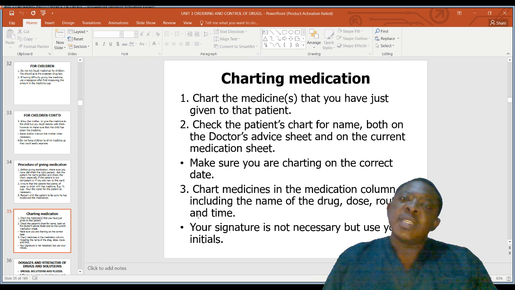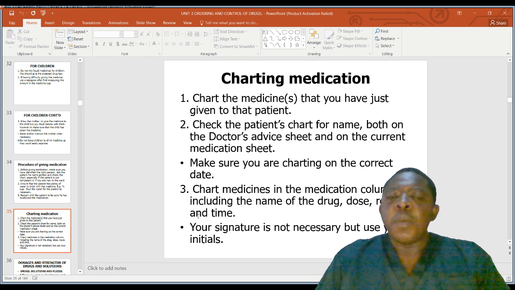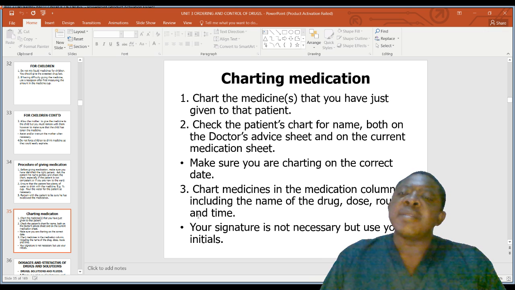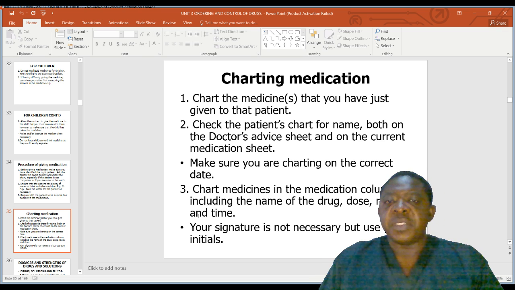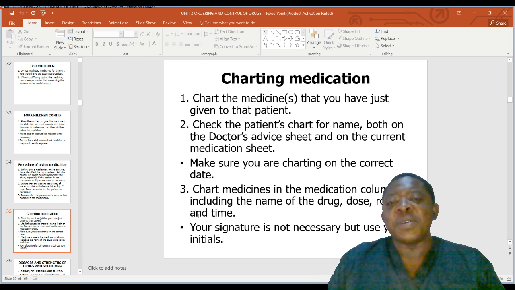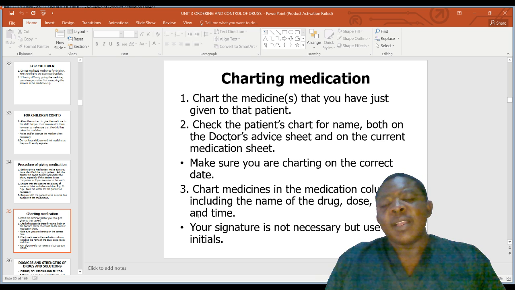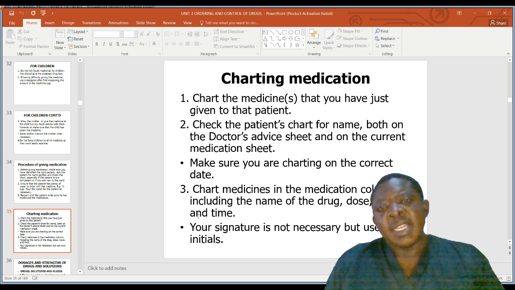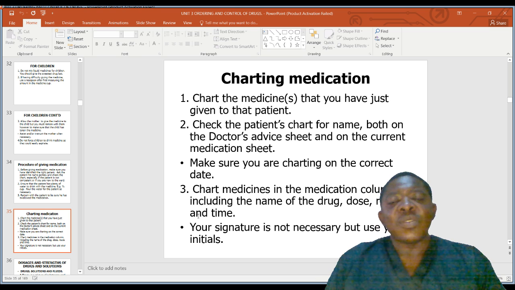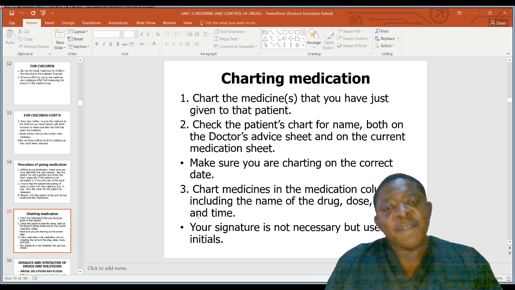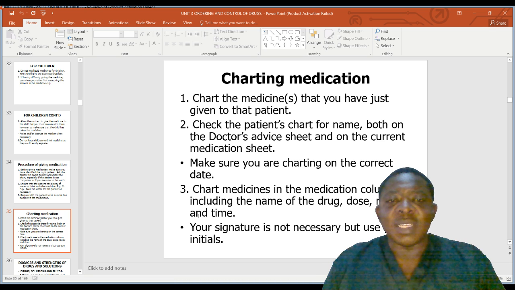Okay, so now let us talk about charting of medication. Chart the medicines that you have just given to the patient. If not signed for, it means not given. Those are some of the things that you need to know. If it is not signed for, it means it has not been given. If it is not ticked, that means it has not been given.